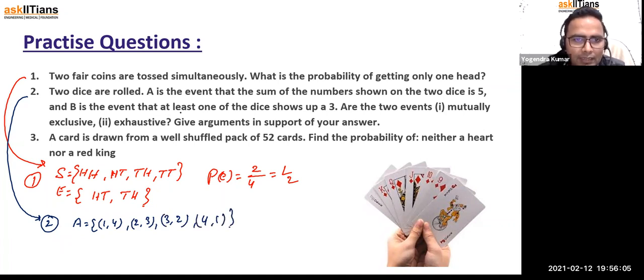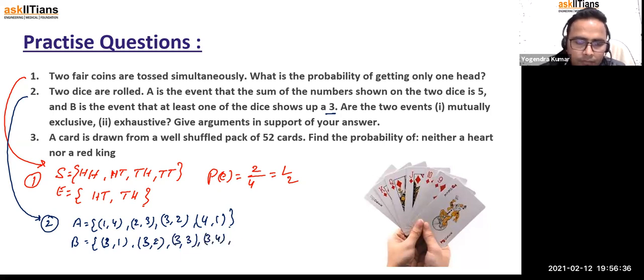Now B is an event that at least one of the dice shows 3. At least one of the dice shows up a 3. So B is what? One of the dice shows 3. Now 3,1. Are you understanding? 3,1; 3,2; 3,3; 3,4; 3,5; 3,6. Now another die can show the 3, right?